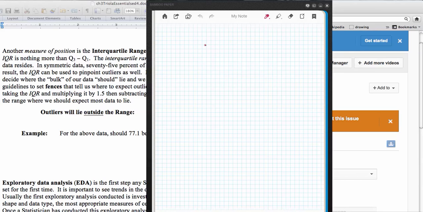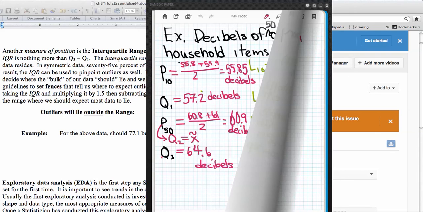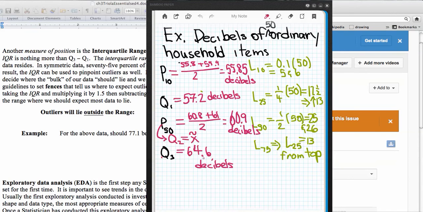And we're going to, first of all, in doing this process, compute the IQR. The IQR is the interquartile range. It is equal to Q3 minus Q1. So the IQR is equal to my third quartile, 64.6, minus my first quartile, 57.2.